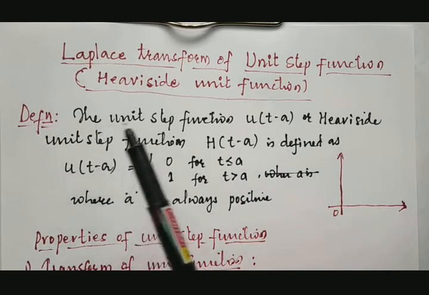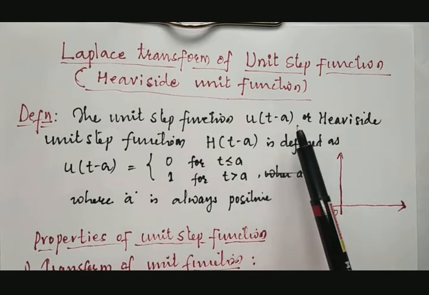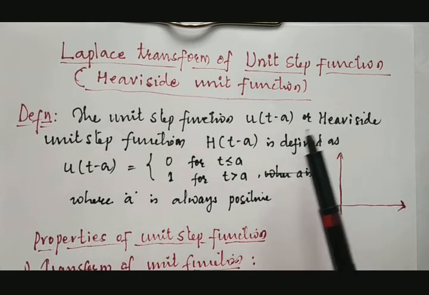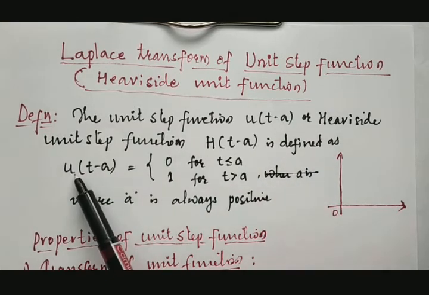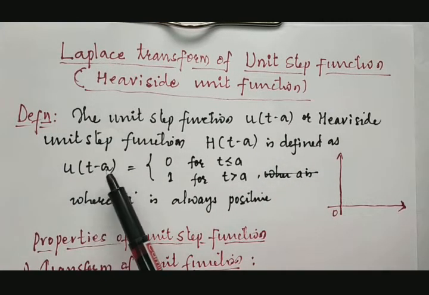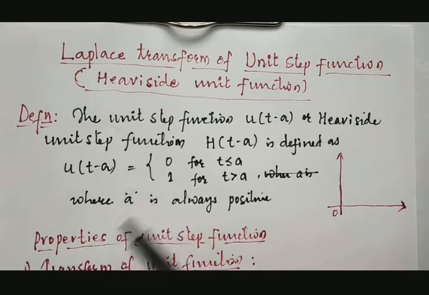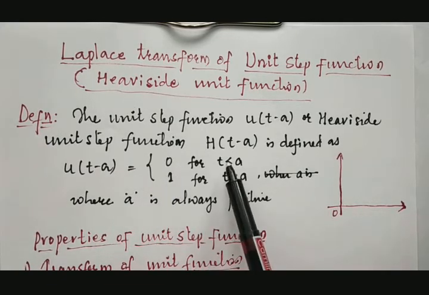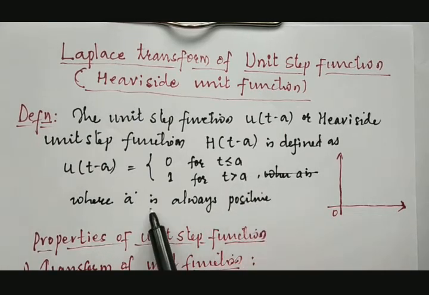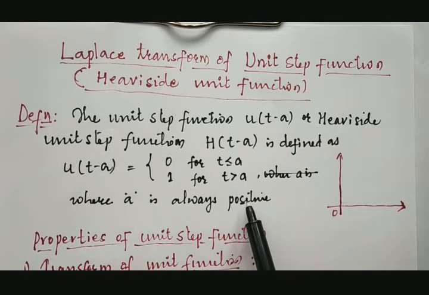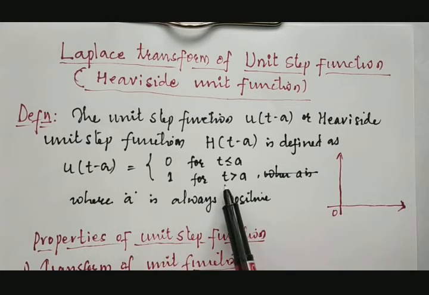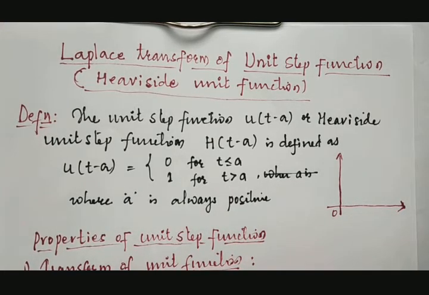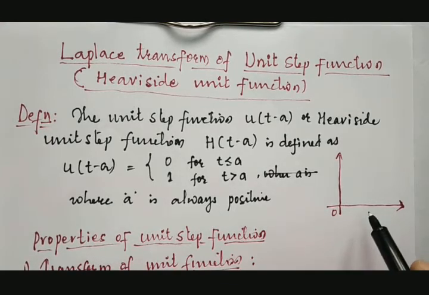Therefore, the unit step function u of t minus a, or Heaviside function h of t minus a, is defined as u of t minus a or h of t minus a, which is equal to 0 for t less than or equal to a. What is a here? A is always a positive number, a positive integer. Otherwise it will be 1 for t greater than a. We need to understand that through this diagram now.